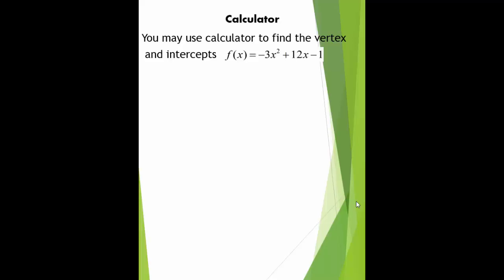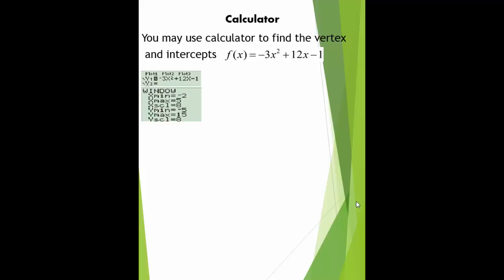So we take the function again. F of x is negative 3x squared plus 12x minus 1. Graph the function. In your graphing calculator, go to graphing mode, type your function negative 3x squared plus 12x minus 1 in y1.